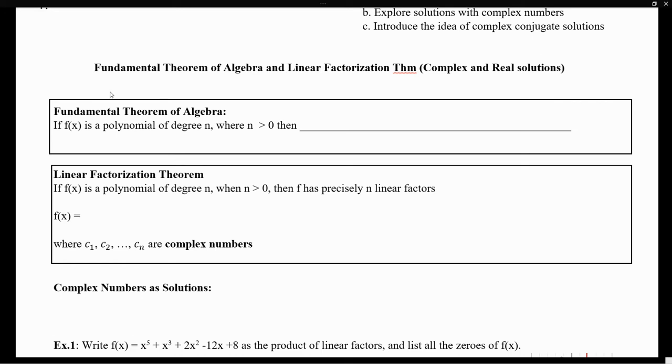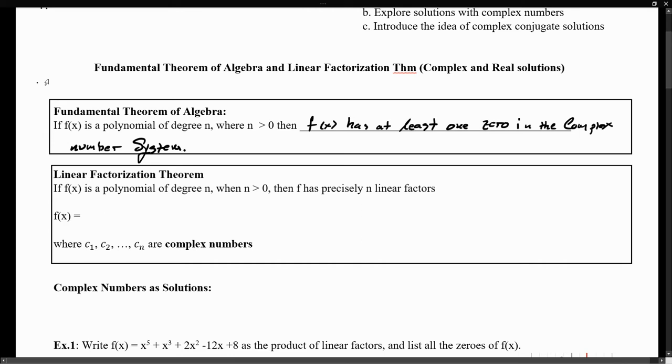So the fundamental theorem of algebra states: if f of x is any polynomial of degree n, where the degree is greater than 0, then we can say that f of x has at least one zero or one solution in the complex number system. So what do we mean by this? Well, this means that for any function, there's always going to be one complex number as a solution.